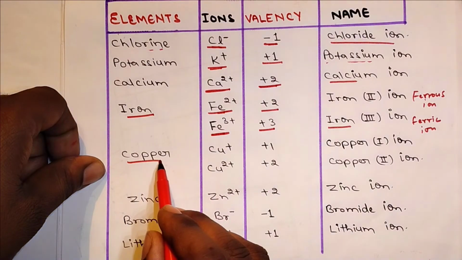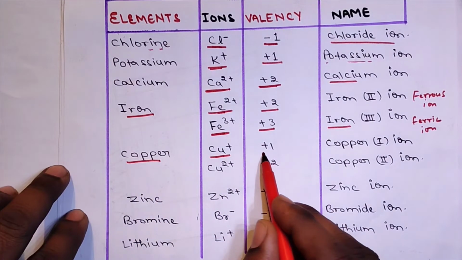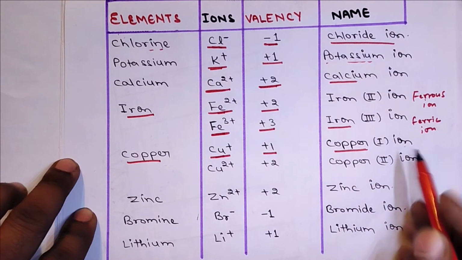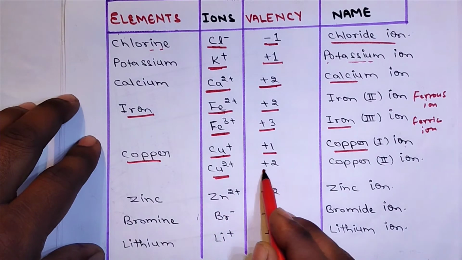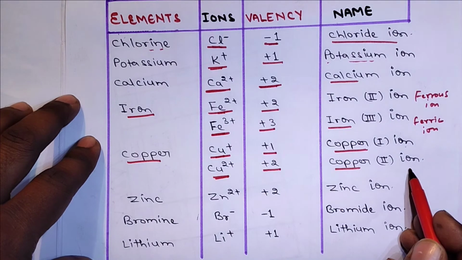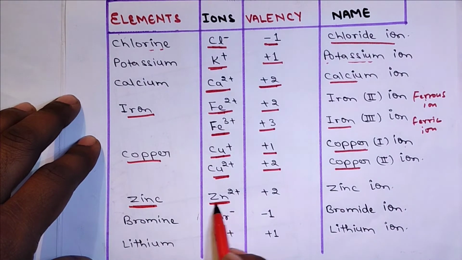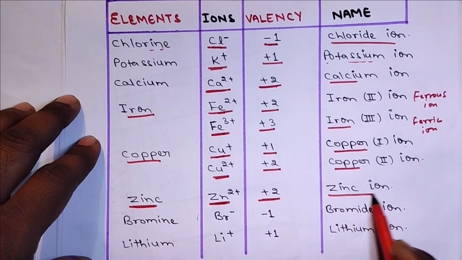Now our next element is copper. It forms Cu+, its valency is +1 and its name is copper first ion. It also forms Cu2+ ion. Its valency is +2 and its name is copper second ion. Our next element is zinc. It forms Zn2+ ion. Its valency is +2 and its name is zinc ion.